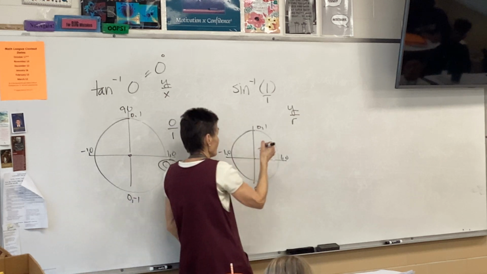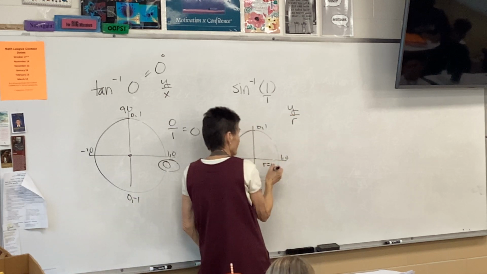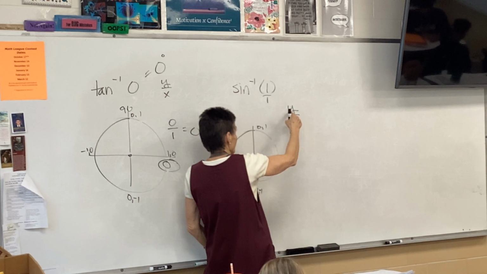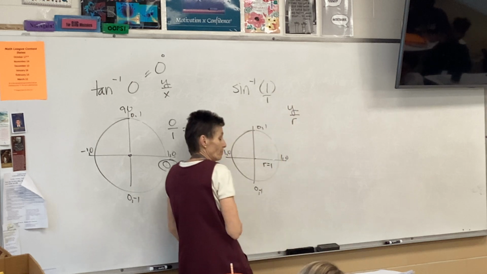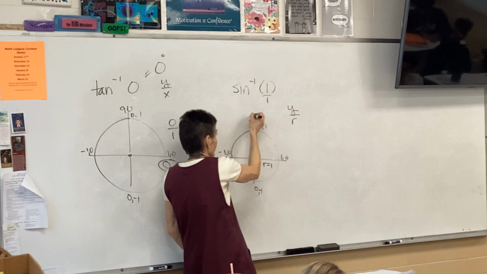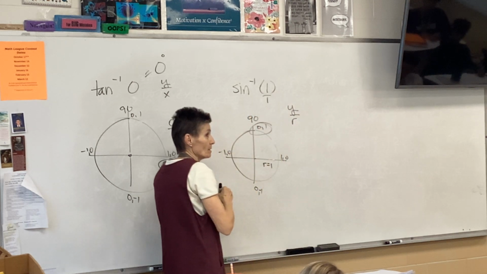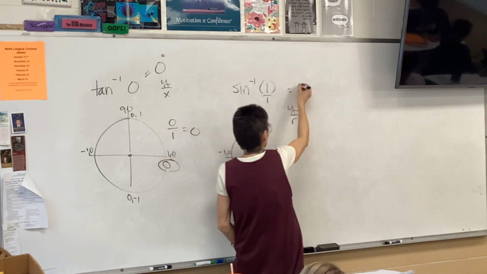Where does it happen that if you put, remember, r is 1. Where does it happen that if you put y over r, you get 1 over 1, or 1? Right here. Isn't that where that happens, right there? So what's the answer to this question? 90 degrees.